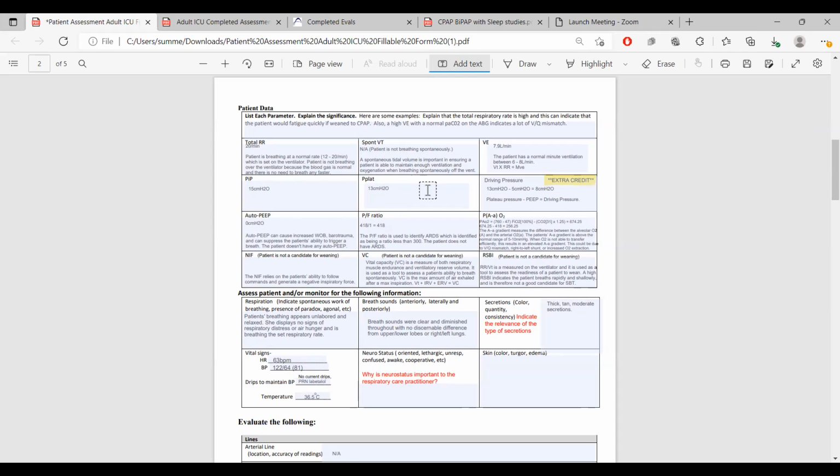Okay, now spontaneous tidal volume. For mine, the patient's not breathing spontaneously, but a spontaneous tidal volume is important for ensuring a patient is able to maintain enough ventilation and oxygenation when breathing spontaneously off the vent. Does that make sense? Yeah, it's true, but is that what I wanted you to realize? The patient is in PRVC, right? So they're not going to have any spontaneous breaths in PRVC.